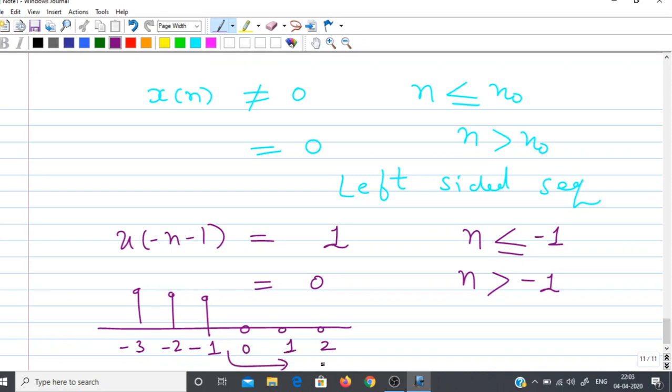So what is my n naught this time? My n naught is minus 1, and you can see the sequence has non-zero values for n less than or equal to n naught. So this is an example of a left-sided sequence. Similarly, if I ask about 2 to the power n u of minus n minus 1, this is also an example of a left-sided sequence, because the sequence has non-zero values to the left of minus 1, including minus 1. Now what about a both-sided sequence?